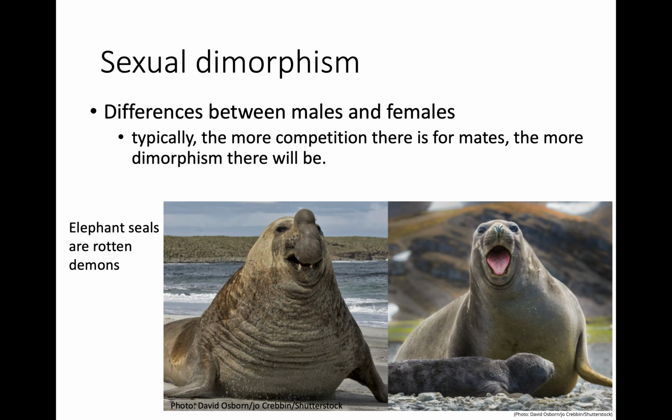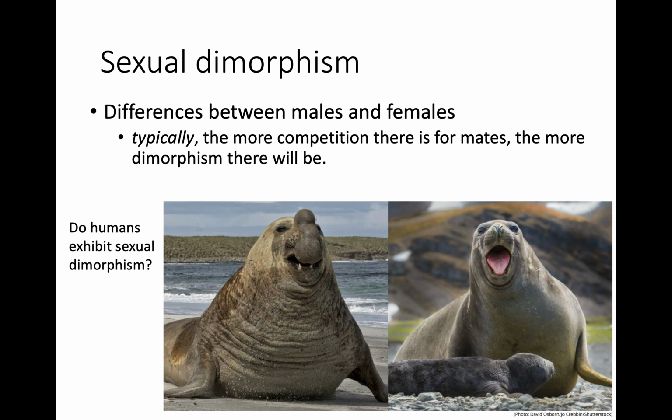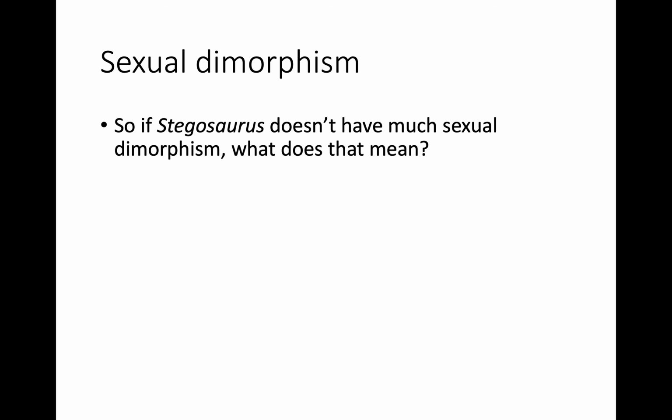So elephant seals are super mean. Elephant seals have extremely high sexual dimorphism and extremely high competition for mates. Males will actually fight to the death to make sure that they have the mates that they want. All right? So, high sexual dimorphism. Do humans exhibit sexual dimorphism? They do. Typically not as much, especially not as the elephant seals. We'll talk more about that during our next lecture.